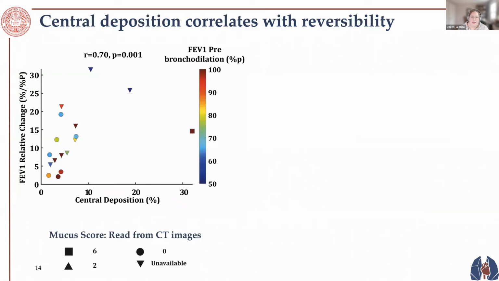We also wanted to look at whether or not central deposition correlated with reversibility. And so this is FEV1 change, that spirometry measure, versus central deposition. And as you can see, more deposition, more FEV1 change. Here we're only looking at subjects that had a FEV1 change that was positive. There were some subjects that had a negative response to the bronchodilator, which is an interesting phenomenon that we haven't yet gotten a chance to study in depth.